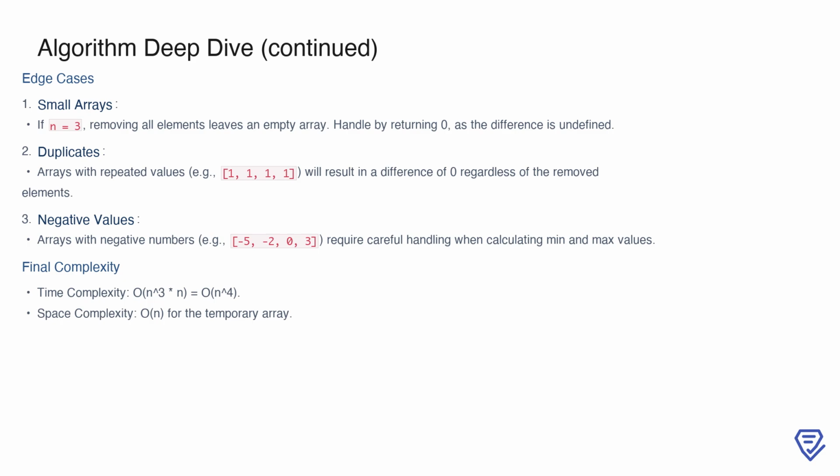Negative values also require careful handling since both the minimum and maximum could be less than 0, affecting the difference calculation. Finally, when analyzing complexity, the brute force approach has a time complexity of n cubed times n, which simplifies to n to the power of 4, and a space complexity of n, due to the temporary array used for subarrays. These limitations highlight the need for optimized methods for larger input sizes.